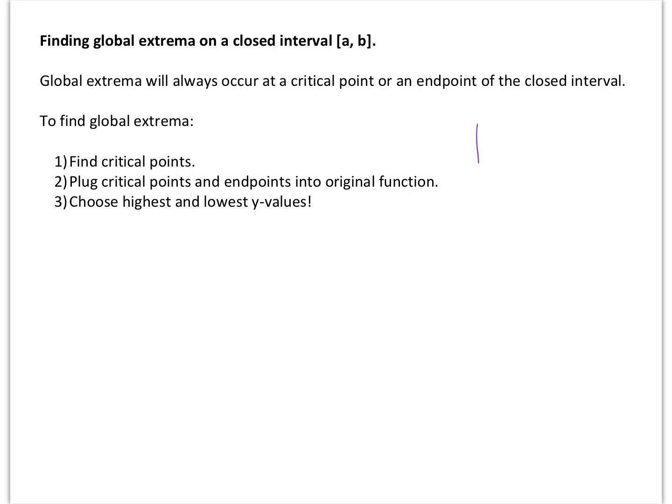So let's think about why this works. I have a closed interval, we'll just say A to B, and we have a continuous function. It's going to do some stuff like that. And then the very highest point and the very lowest point have to occur either at a critical point where the derivative is 0, or an endpoint. In this case, the highest point was at a critical point and the lowest point is at an endpoint.